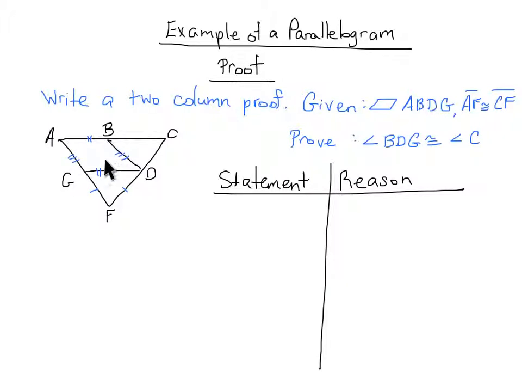ABDG, this shape here, is a parallelogram. And we also know, again, that AF and CF are congruent to each other. All right, so we're going to prove that angle BDG, which is right here, is congruent to angle C, which is right here. We can start off with something that is given and then work our way forward.